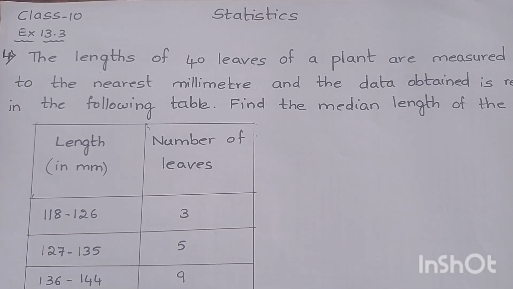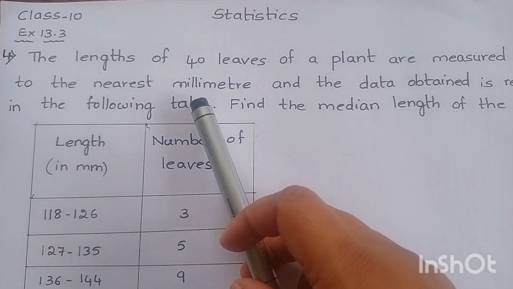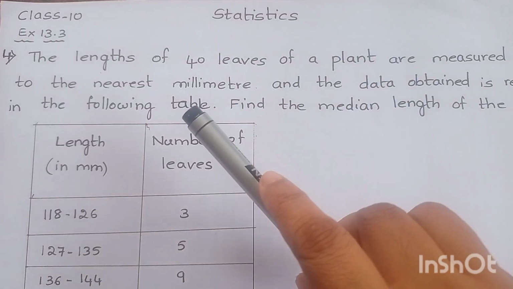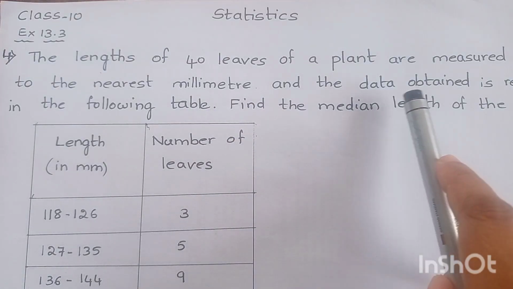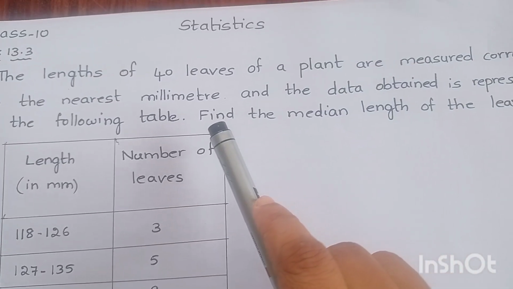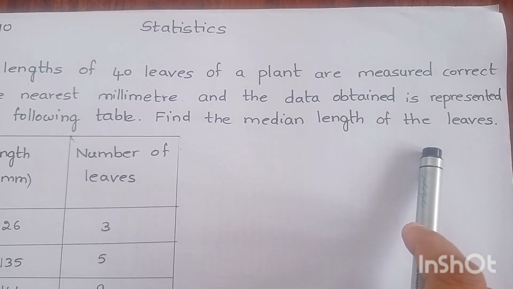Today we are solving the problems of Class 10th NCERT syllabus and the lesson name is Statistics. Exercise 13.3 and 4th question. The lengths of 40 leaves of a plant are measured correct to the nearest millimeter and the data obtained is represented in the following table. Find the median length of the leaves. Okay, this is the question.